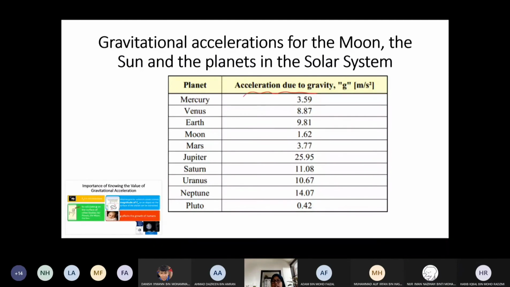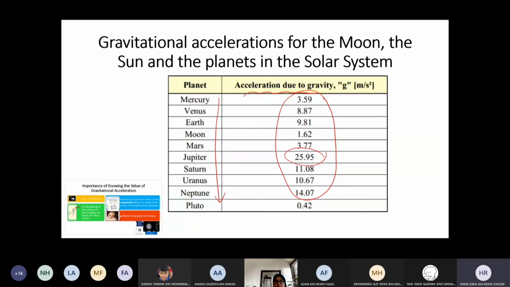So which is the most? What do you see from the values? Okay. So the values show us Neptune is very far from the Earth. Neptune is the furthest from the Earth, kan, and then Pluto, ya ke? Salah. So siapa yang paling jauh daripada the Earth? Jupiter. Betul. Okay, Jupiter is paling jauh, tapi kenapa value dia paling besar?